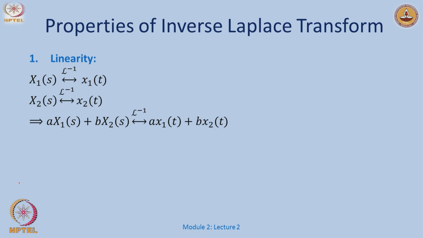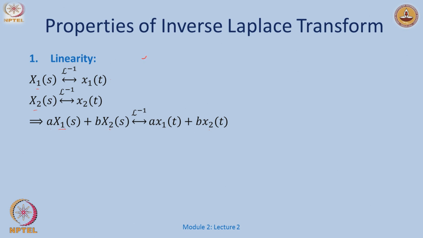The first thing is the linearity property. Say I have two signals in the Laplace domain denoted as X1(s), X2(s), with their equivalent inverses being x1(t) and x2(t). Now, if I have a combination of these signals, that I have a times X1(s) plus b times X2(s), the inverse of this entire sum would be a times the inverse of X1(s), which is x1(t), plus b times the inverse of X2(s), which is x2(t).